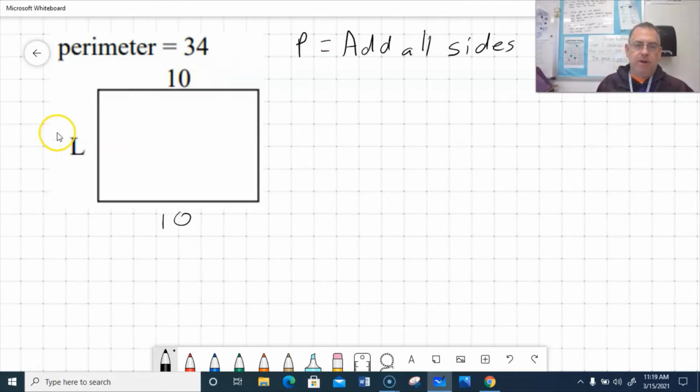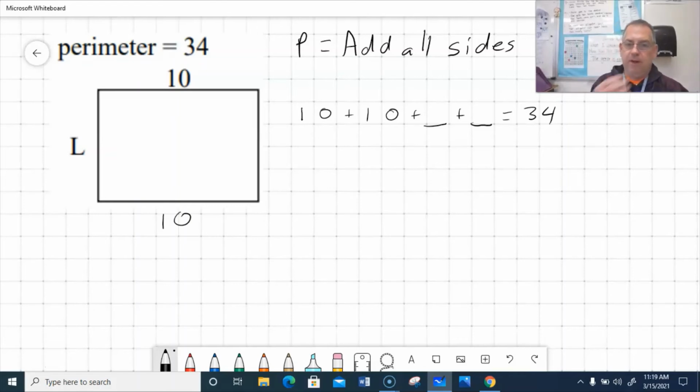So we've got some information right here that we already know. We have two sides that are 10. We know the distance all the way around is 34. So we'll rewrite that as 10 plus 10 plus something else, which is going to equal 34.